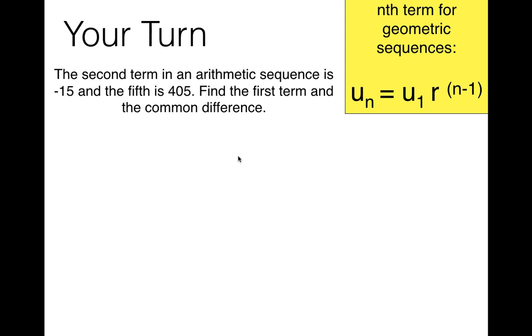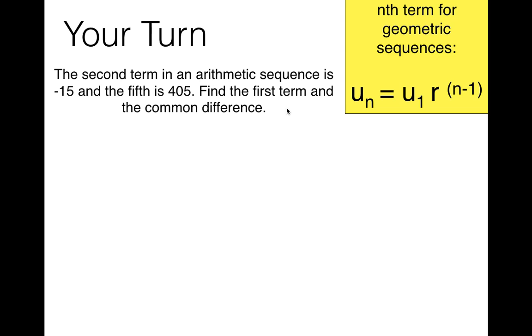Okay, another one to try then. So the second term in a geometric sequence is minus 15, so now we don't know what u1 is. The fifth is 405. Find the first term and the common ratio. Now remember, we are given 2 sets of information. We have 2 missing values, u1, the first term, and r. Think about what you need to do.